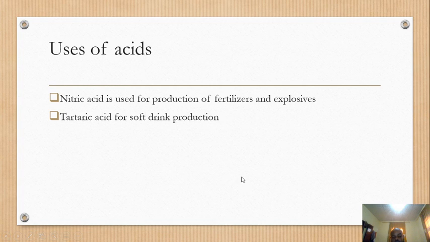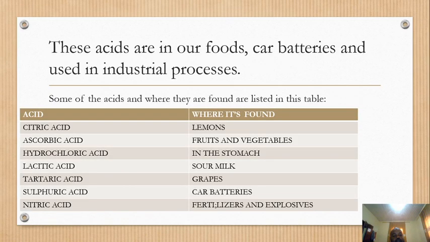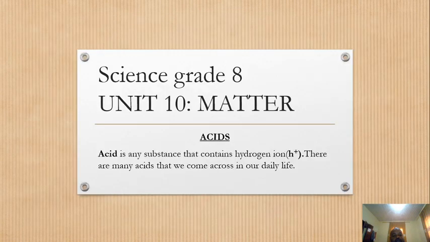Thank you very much. Let's summarize what we have said. We started talking about acids. An acid is any substance that contains hydrogen ion. Ion means when the atom loses or gains electron, it becomes an ion. In the case of hydrogen, it usually loses the electron.